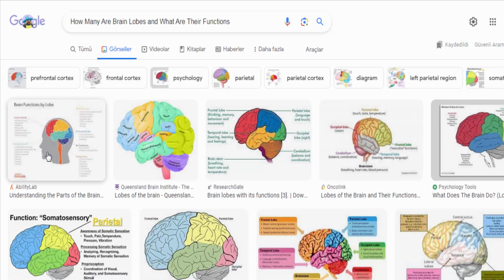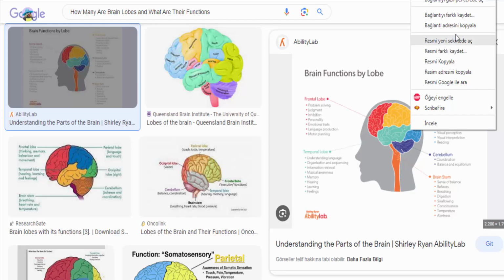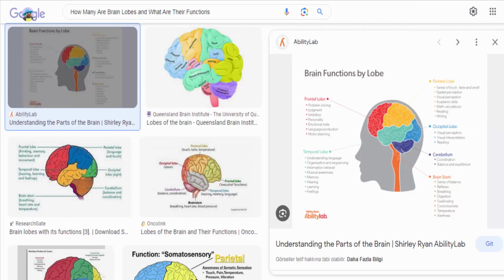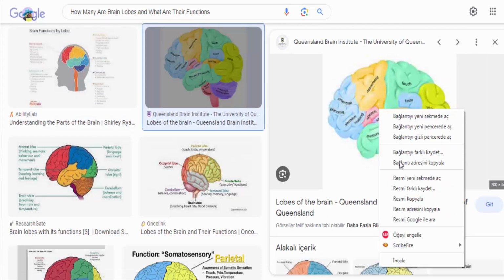The human brain is divided into four main lobes: the frontal lobe, parietal lobe, temporal lobe, and occipital lobe. Each lobe has distinct functions and is associated with different cognitive processes. Here's a brief overview of each lobe and its functions.